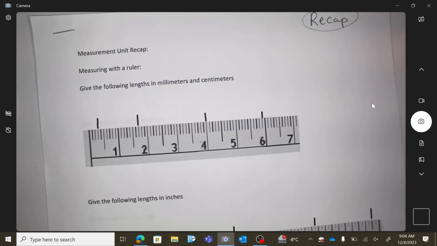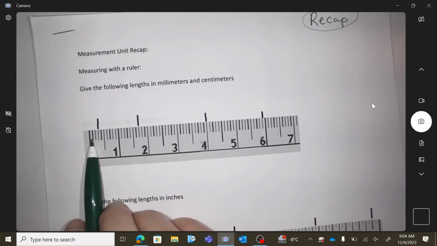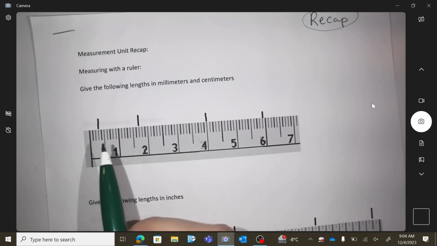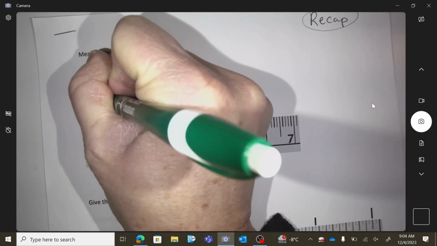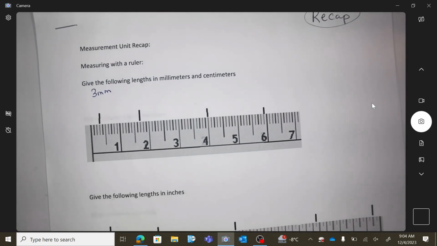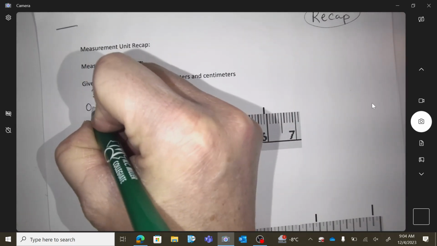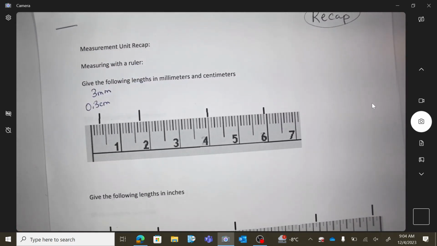Okay, so rulers are going to be on your test. This one I'm going to ask for metric stuff, so millimeters, centimeters. For this one, you would count how many little ticks? 1, 2, 3. So that's 3 millimeters. And then also expressed in centimeters, it would be 0.3 centimeters.